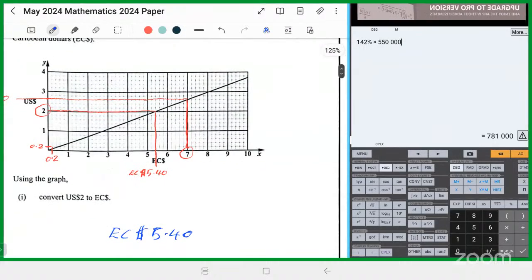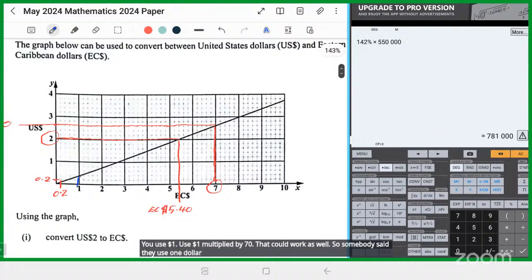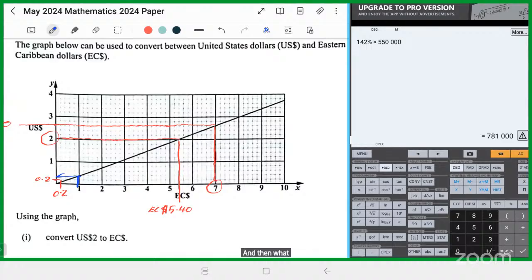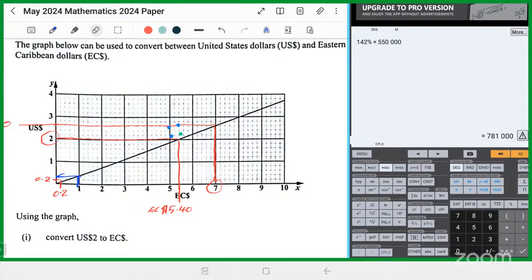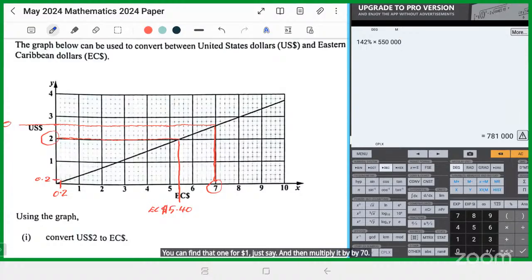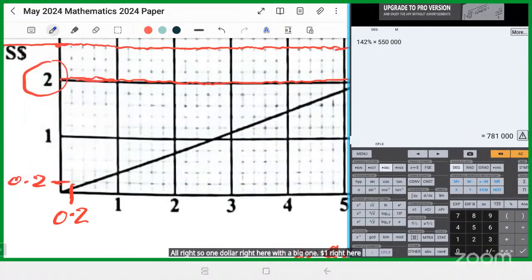You use $1 and multiply by 70. That could work as well. So somebody said they use $1 and get this right here, and they multiply it by 70. You could find the amount for $1 and then multiply it by 70. All right. So $1 right here would have been what? Based on this graph, you see it's not very accurate.